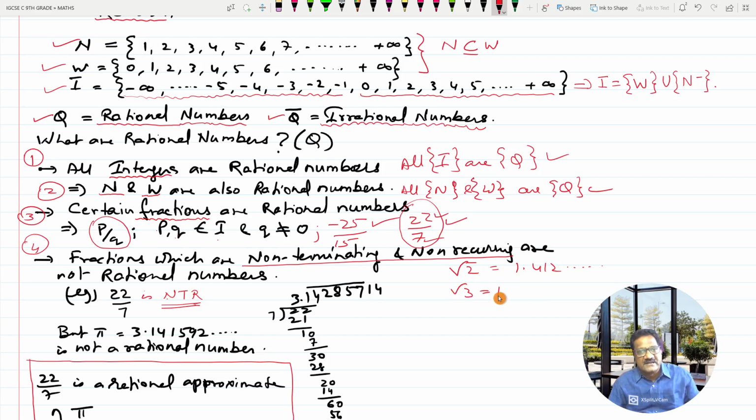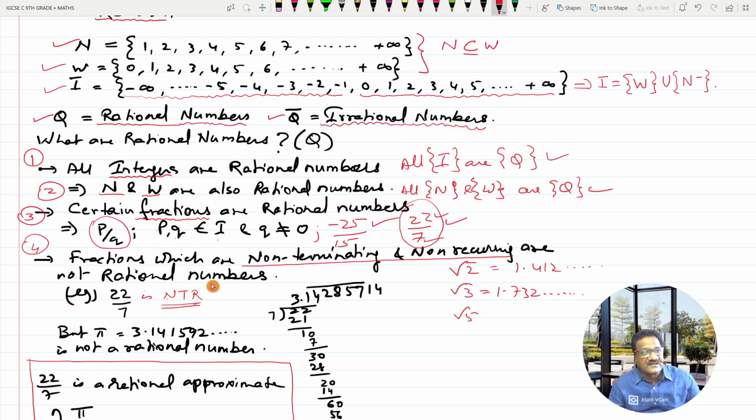Similarly, root 3 is 1.732 dot dot dot dot dot. When I say dot dot dot dot dot, that means there are so many numbers which are following, and there is no recurring pattern that you are getting. No pattern will be repeated after the decimal point. So this comes under the category of non-terminating, non-recurring. So such numbers are not rational. So root 2, root 3, root 5, all these are not rational numbers. So fractions which are non-terminating and non-recurring are not rational.